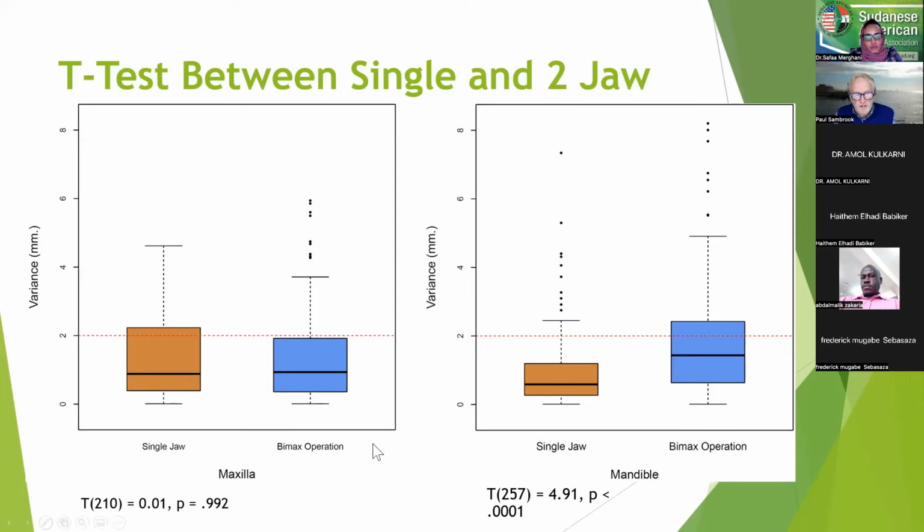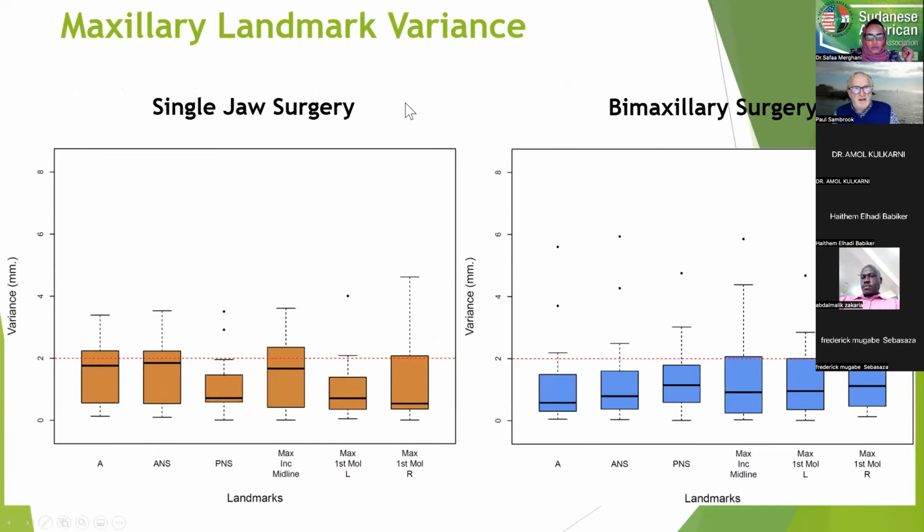And the single jaw procedures showed more consistency than the bimaxillary procedures. The bimaxillary procedures were significantly different to the mandibular procedures in terms of the virtual surgical plan prediction. And again, the maxillary landmark variance of single jaw surgery was around about 2 millimeters, and the bimaxillary surgery a lot less at these points.